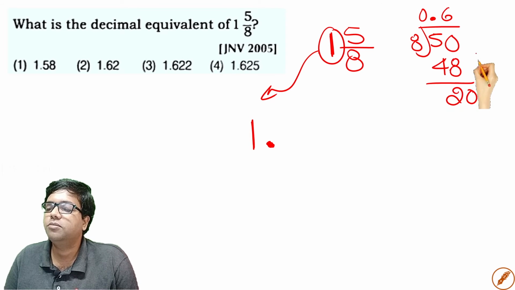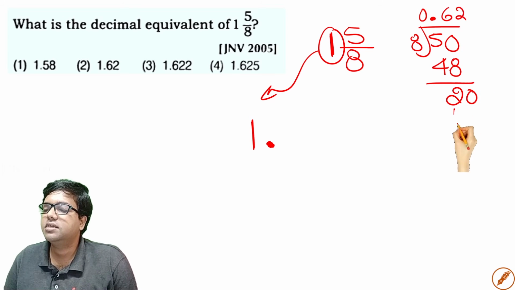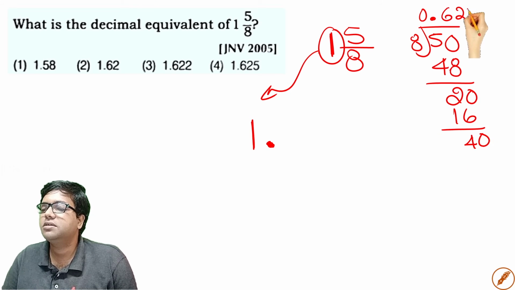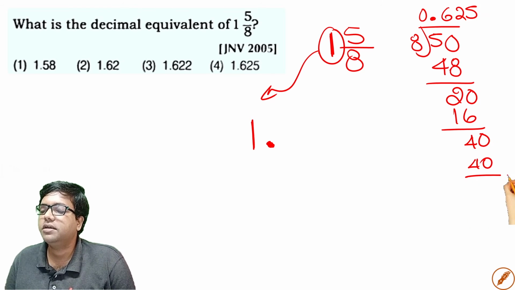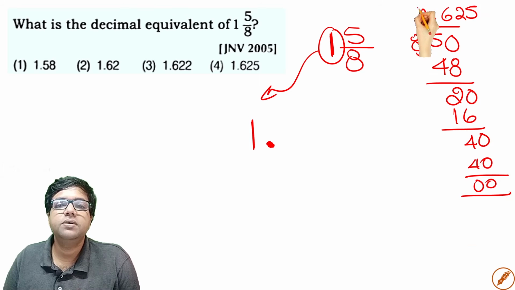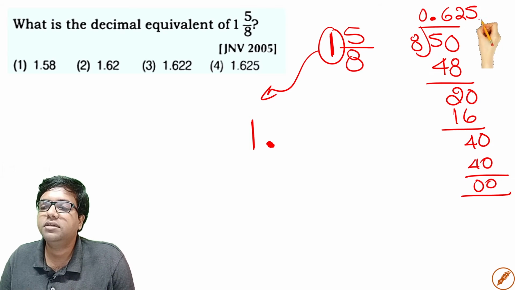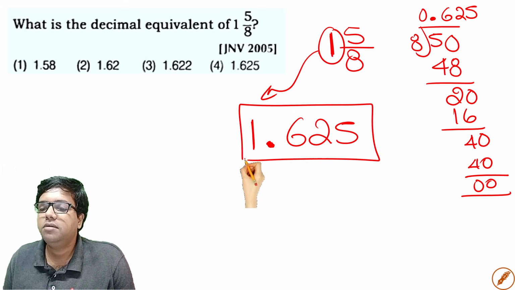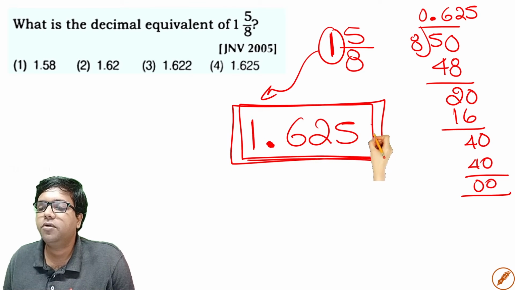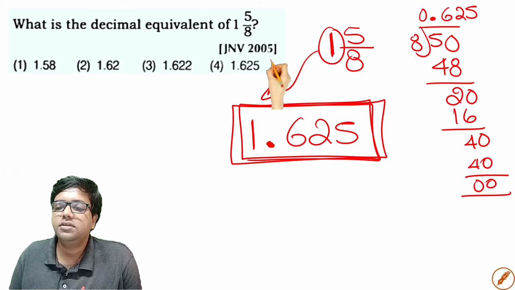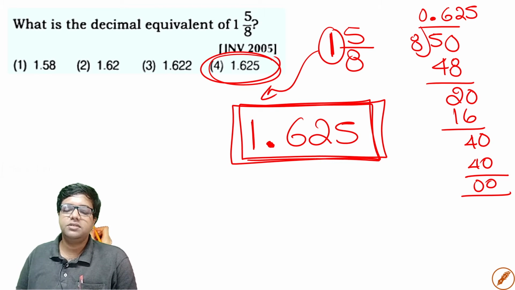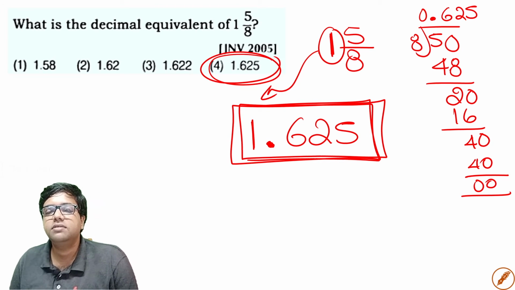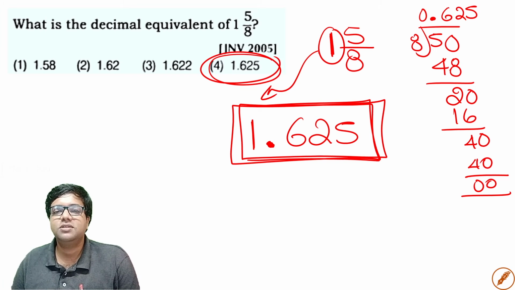2 remains, put a 0. 8 2s are 16. 4 remains, put a 0. 8 5s is 40. So remainder is 0. So after the decimal point you have 6 2 5. Therefore 1.625 is the right answer for this question. All right.